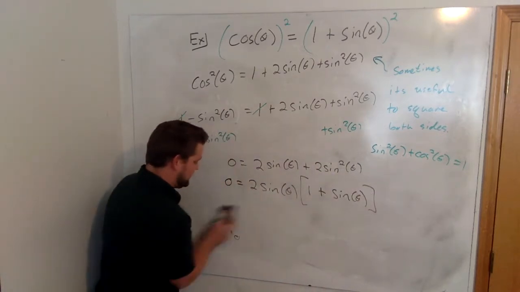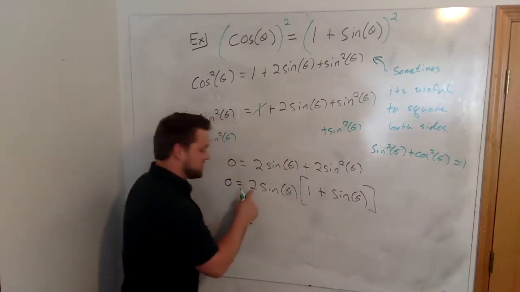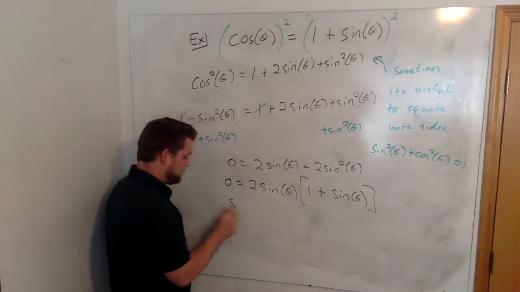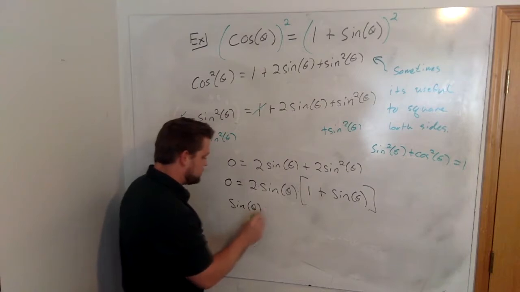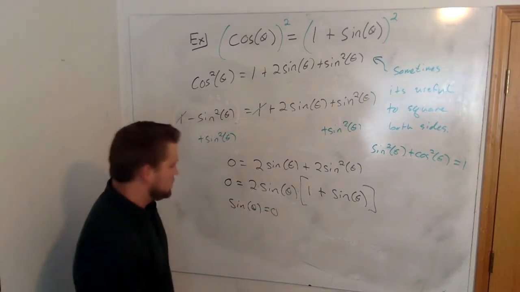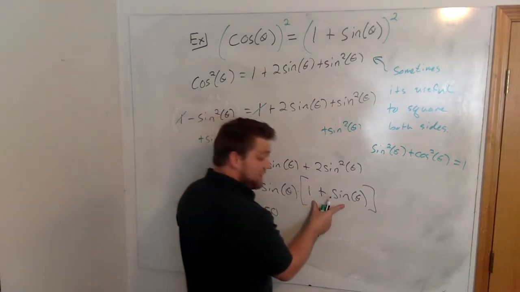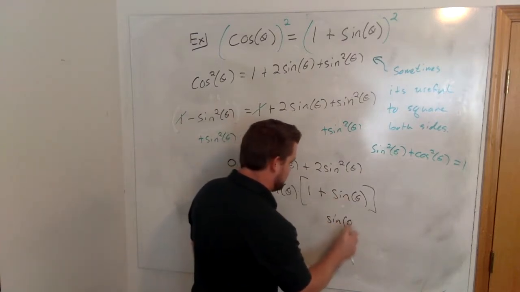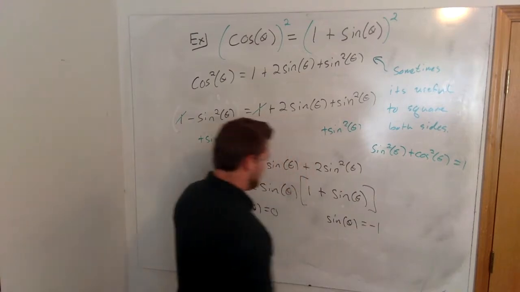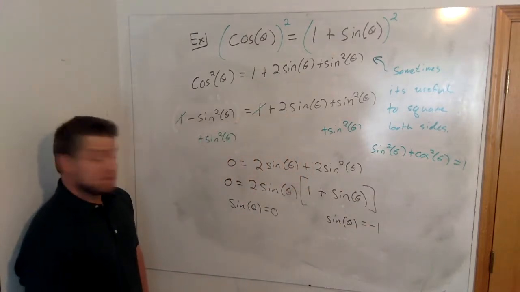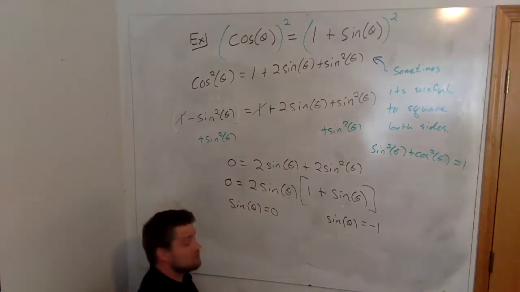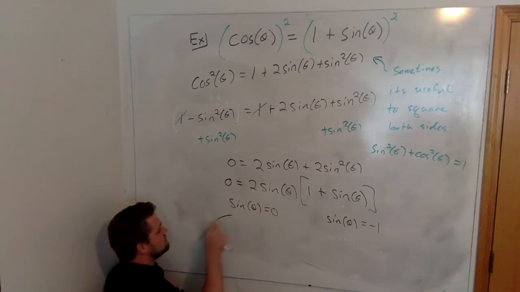Well, most certainly it doesn't make sense for 2 to be 0, but sine of theta could be 0. So we have sine of theta could be equal to 0. We could also have that 1 plus sine could be 0, or we could have that sine of theta could be equal to -1. Okay, these are nice numbers on the unit circle, so I think we can solve these without doing a sine inverse of both sides. So let's think about.